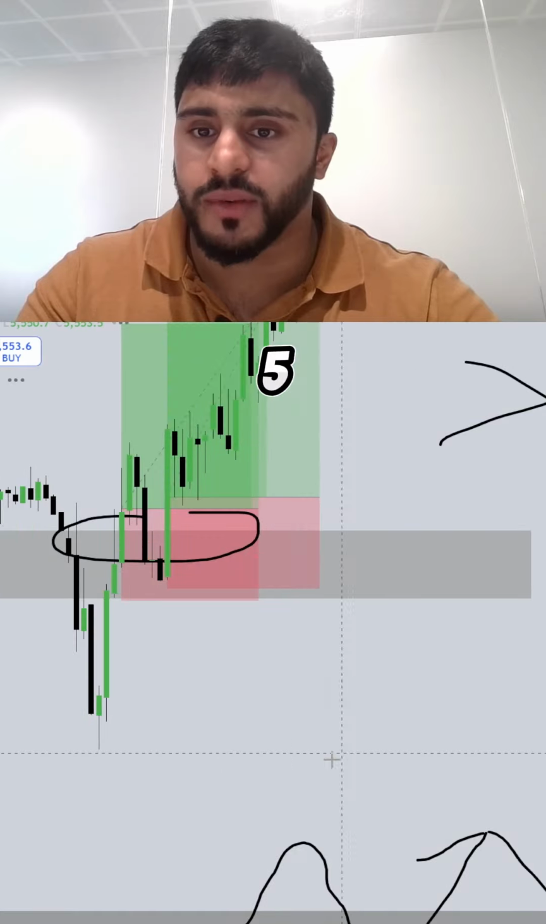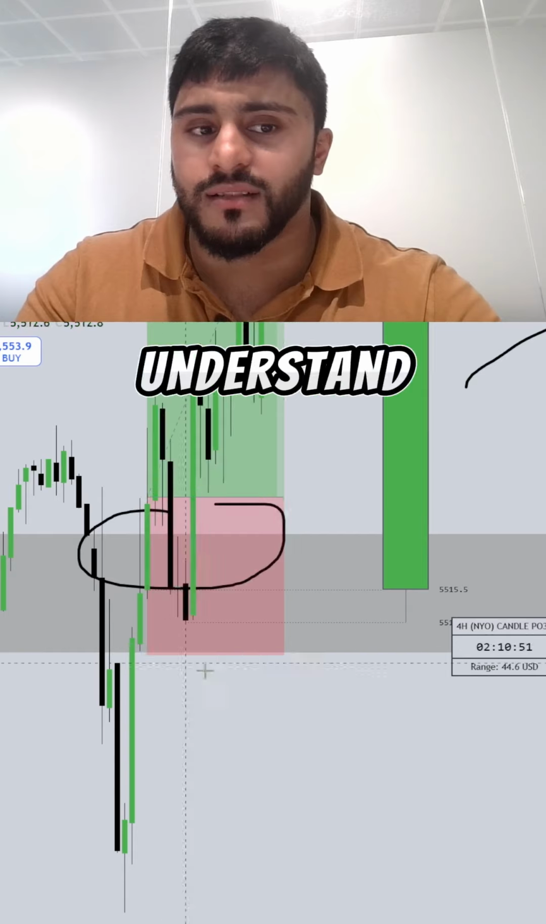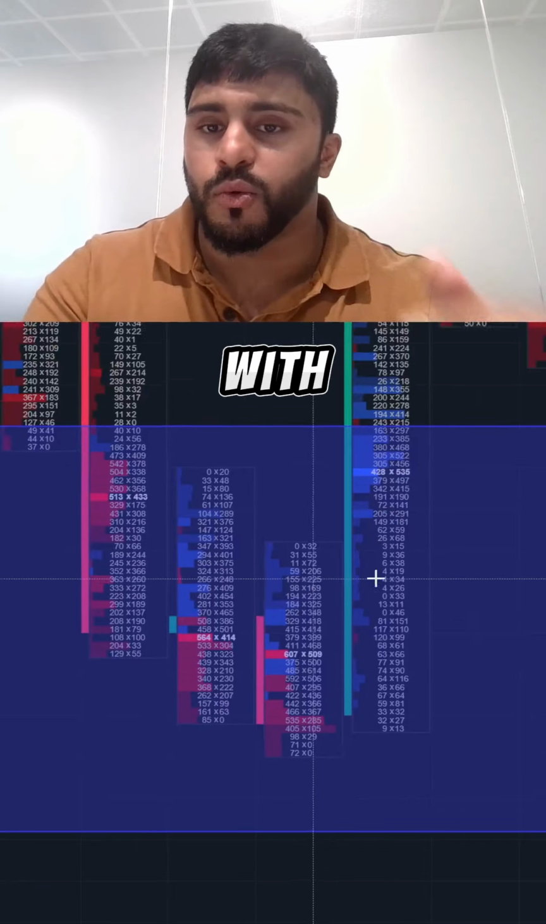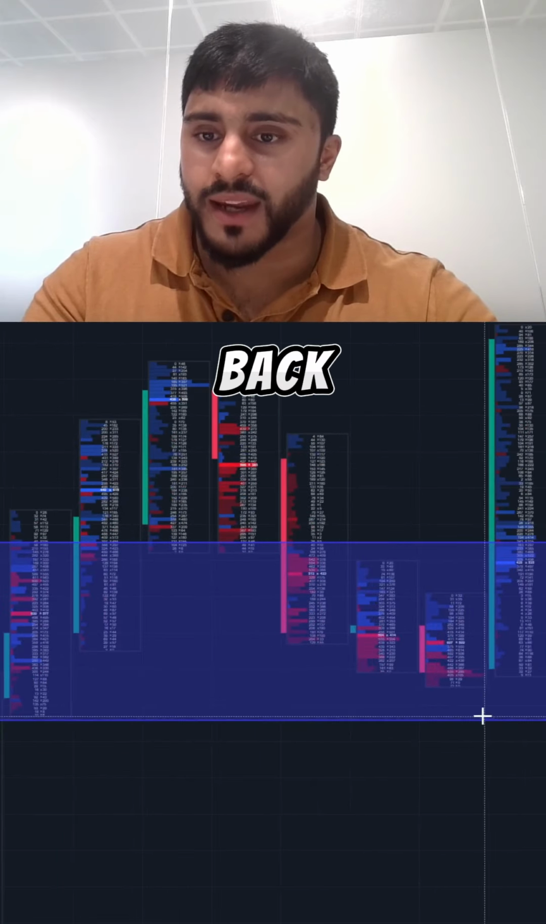If we go down to a 5 minute chart, on the 5 minute chart, we can see this nice risk reward trade playing out, but you need to understand what's going on in this region. And the only way you can do that is by validating your trades with the order flow. So we can see the exact same price action. The market breaks this level and they come back into this level.